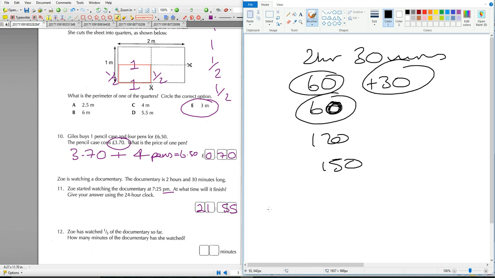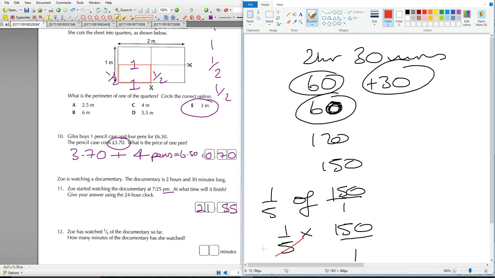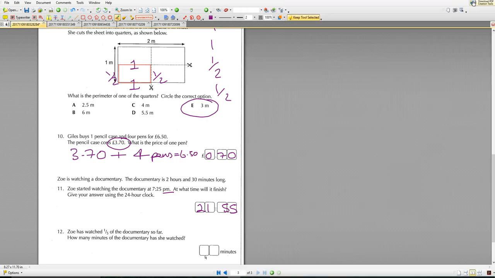And it says what's 1/5. So you're going to work out 1/5 of 150. And when you work out 1/5, you have to change the 'of' into multiply. So you have a nice bit of cancelling here. Divide that by 5, divide that by 5. So 150 divided by 5 will give us 30. So how many minutes of the documentary has she watched? That should give us a nice answer of 30 minutes, and that's the end of this video. Thank you very much for being with us.